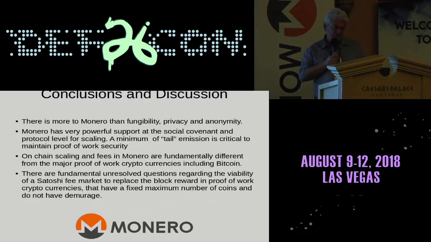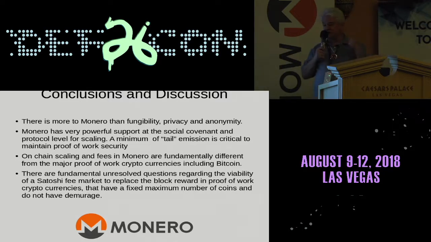Okay. Now, most people are familiar with Monero as a fungibility, privacy, and anonymity coin. And I have spent virtually no time on this subject. I guess one of the messages is that there's a lot more to Monero than fungibility, privacy, and anonymity. In fact, Monero has the most successful support at the social covenant level for scaling of any major cryptocurrency. And I do not say that lightly.